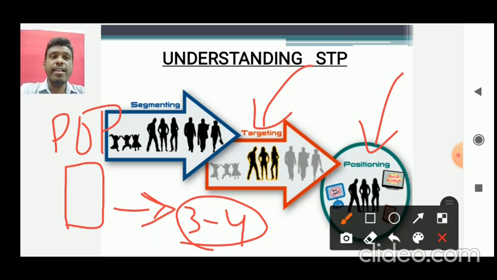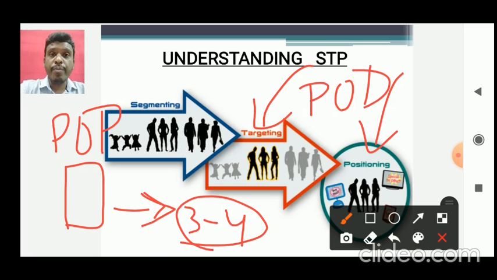On the other hand, there is something known as POD, that is point of difference. Point of difference will tell you how unique your product is, how your product is better than that of your competitors. For instance, there is some new thing you have done in your mobile phone, maybe some innovation, or maybe the processor speed is very fast, maybe the camera quality is something different, maybe some new things you have added.